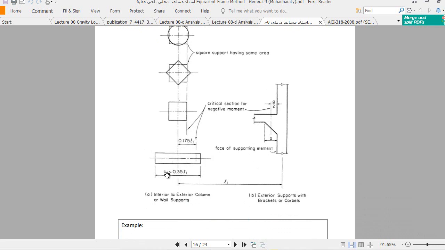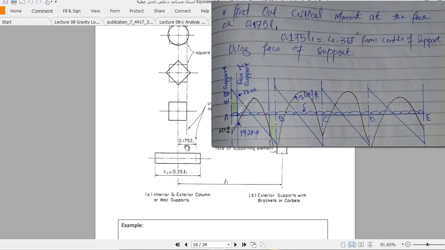Similarly, let's say you have a column, you have a wall, okay, and this wall is more than C1. You can see C1 is greater than 0.35 times L1. L1 is the center to center distance. Now your face will be located, remember, this line should be extended right here, but it should not be more than 0.175 L1.